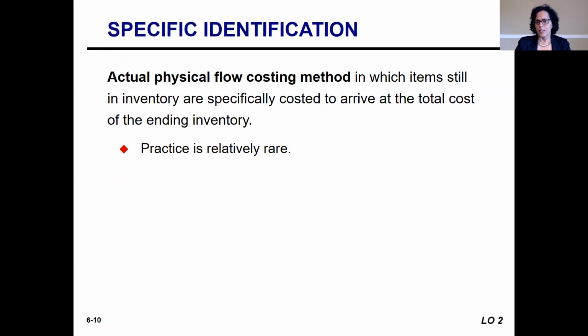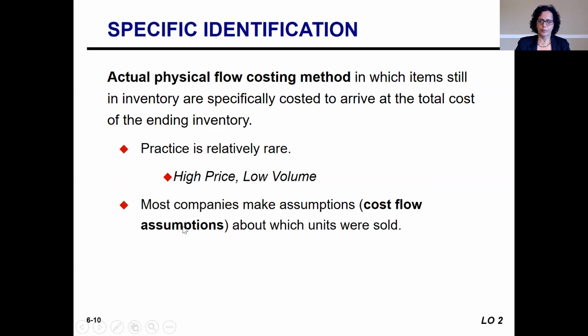In reality, this practice is relatively rare because it's really going to be time consuming. So who would possibly use it? What type of inventory do you need to have? If it's a high priced item and low in volume, then you're going to know every single item that you have. So classic examples are your jewelry stores. Even at a mall, the jewelry store, if they have high-end items, they're going to do specific identification. A car dealership, antique dealers, those items are unique. So that's why you would do that.